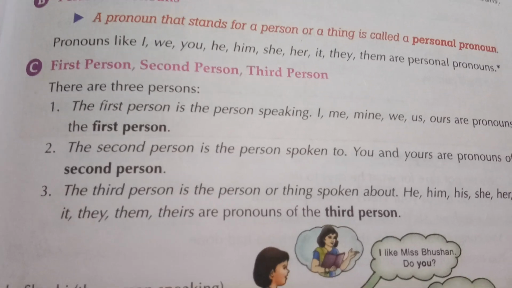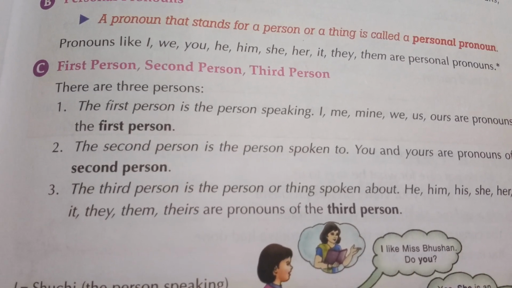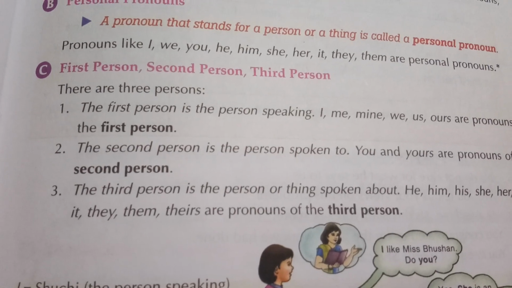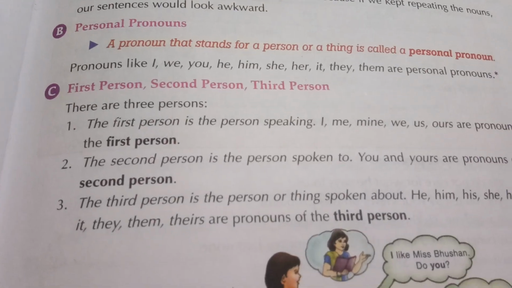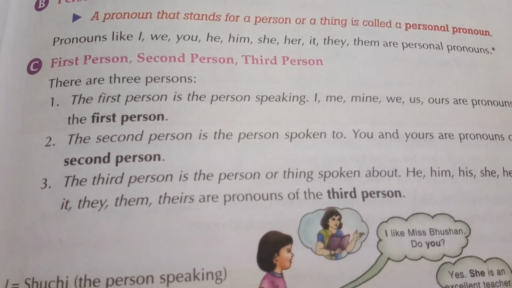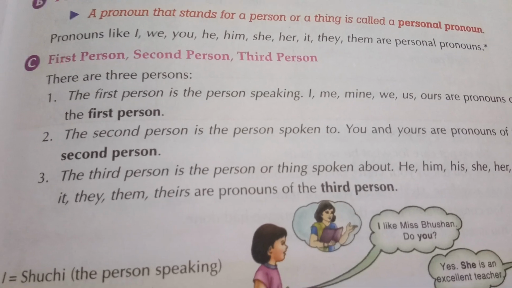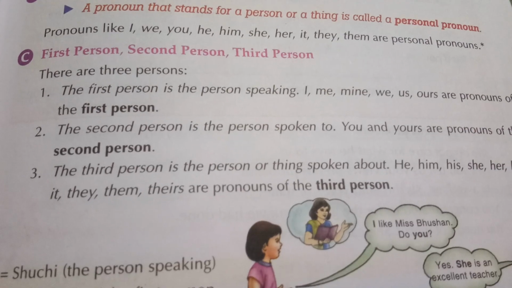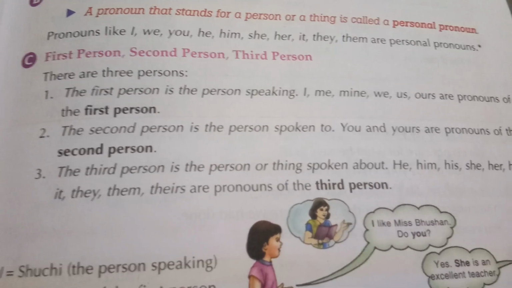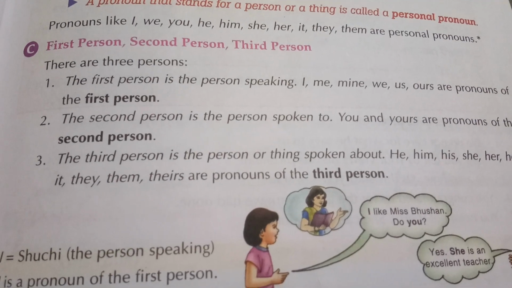Personal pronouns are of 3 persons. It is made up of 3 persons. First person is always the speaker, जो बोल रहा है. जैसे कि I, me, mine, we, us, ours. ये सब बोलने वाले के लिए यूज होते हैं. So the speaker is always the first person.